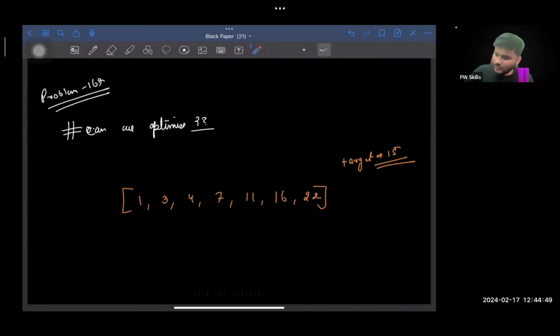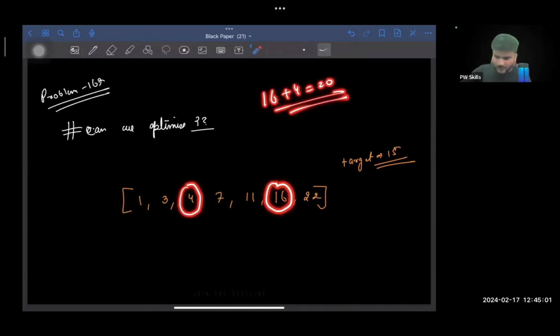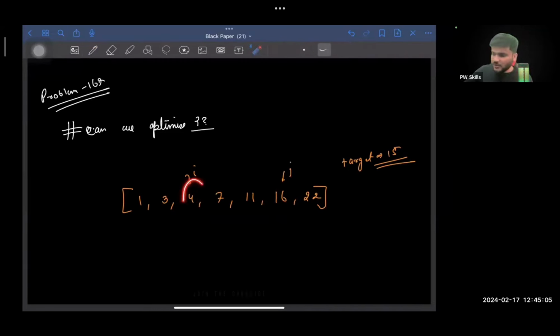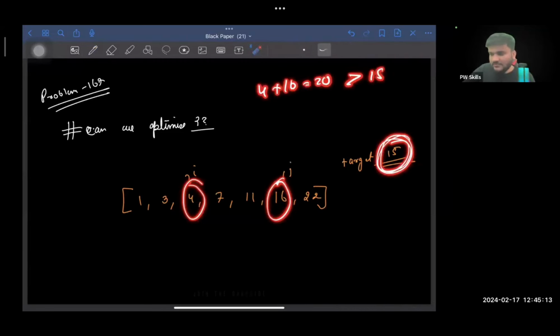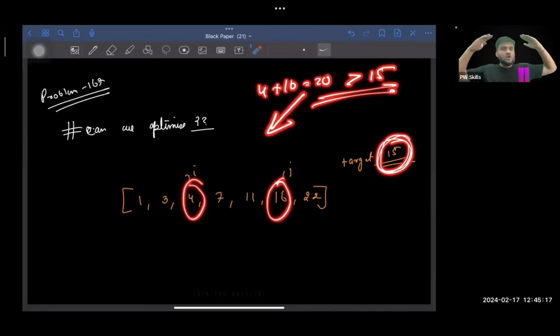Can I say, if I take any two values, for example, 4 and 16, what is the sum of 4 and 16? 20. Can I say that? Now, if I take any two values like this, i and j, and their sum is 20, my target is 15. And 20 is greater than 15. That means I need to reduce the sum.